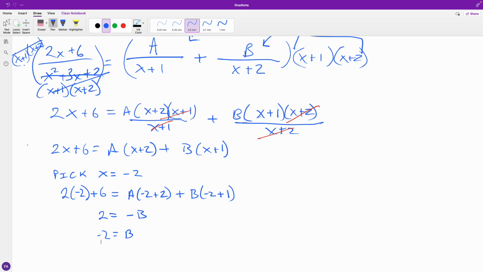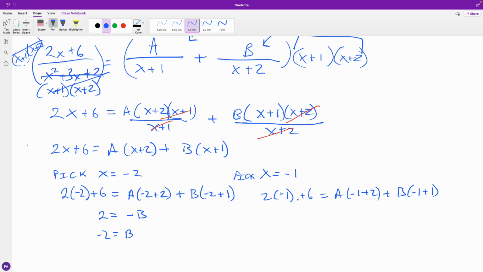You can pause and do that algebra process if you need to. Okay? So I just figured out the value of b. Now I go back and I pick a value for x again. So I'm going to pick x to be equal to, you guessed it, negative 1. So I get 2 times negative 1 plus 6 equals a times negative 1 plus 2 plus b times negative 1 plus 1. Again, that entire b term ends up being 0 for us, which is nice.